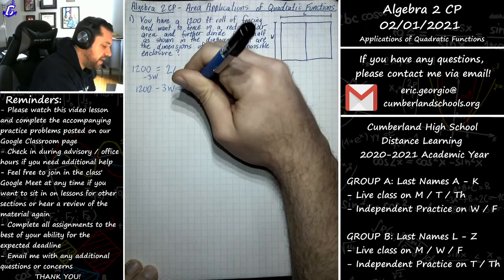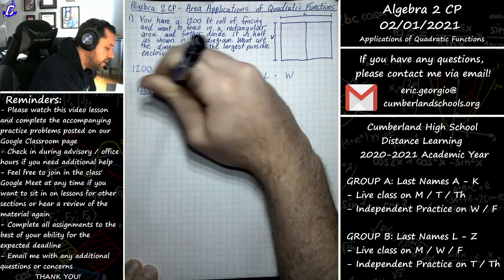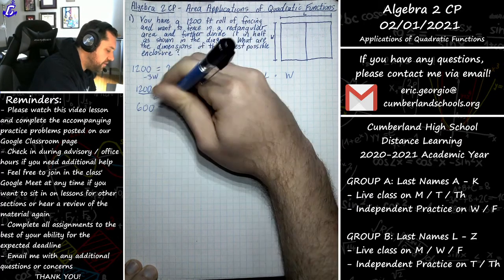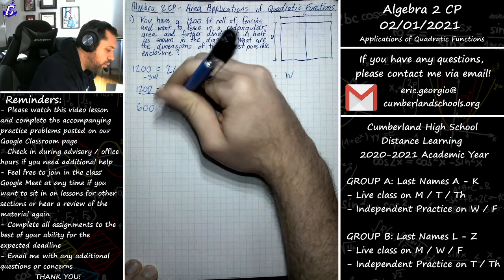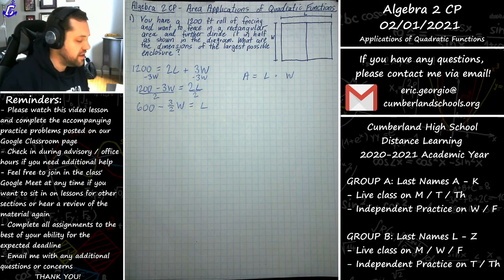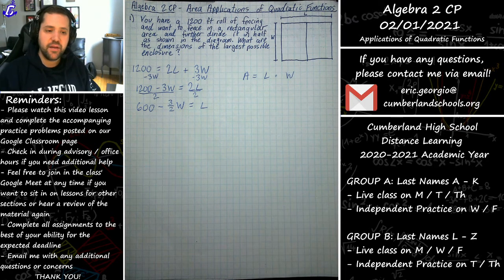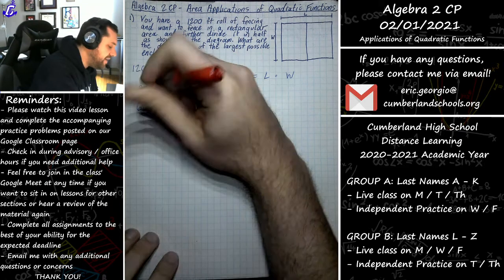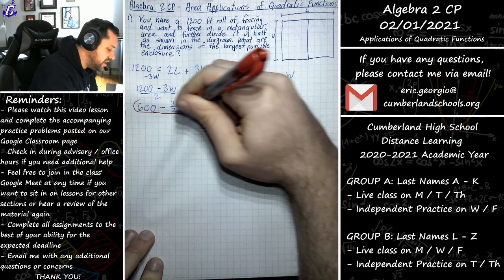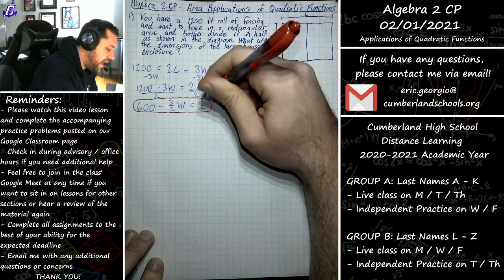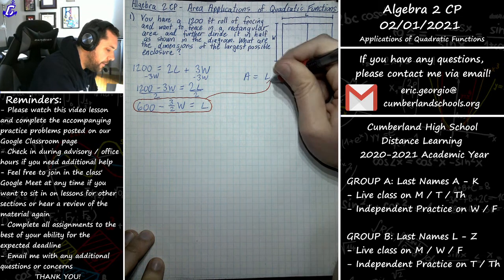Now I can divide everything by 2, and we'd be able to get the expression that 600 minus 3 halves times W, or 1.5 W if you want to put it that way, but I'll leave it as a fraction, is equal to L. Now that we know that 600 minus 3 halves W is equal to L, I can use this information and plug it in to my area formula right here.